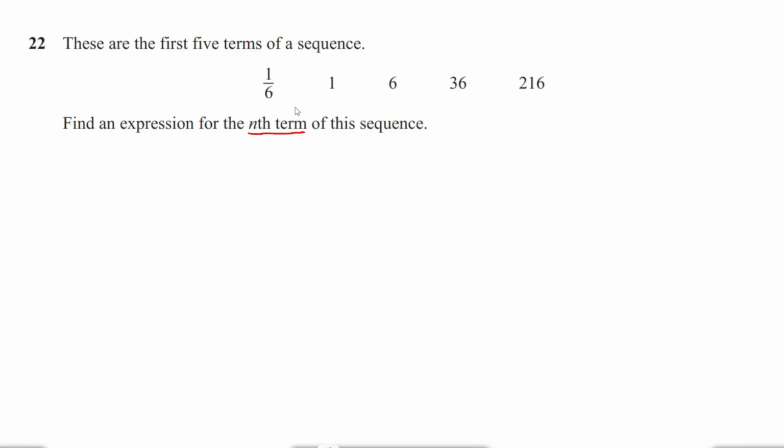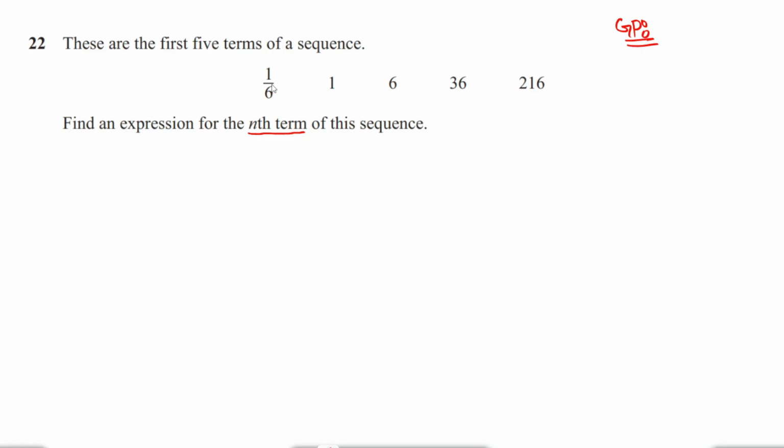So first of all, we need to understand the pattern, what is happening here. When the terms are increasing rapidly, here we are having 1, here we are having 216, then it is very much sure that it is going to be a geometric progression. Geometric progression means multiplication sequence. So what is being multiplied here?